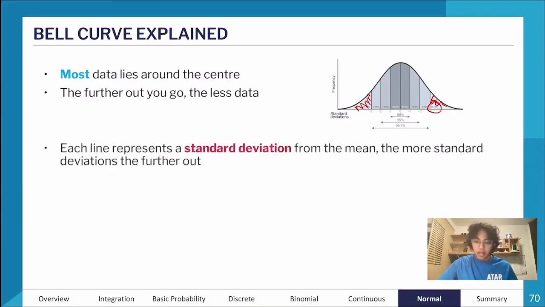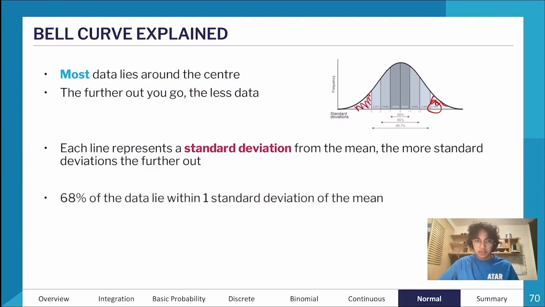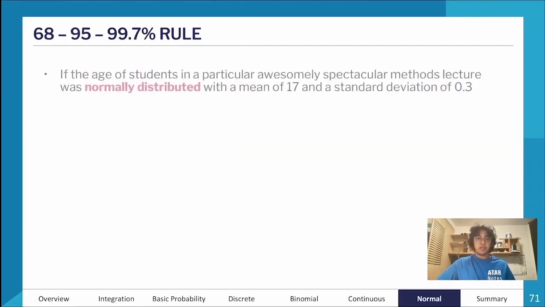Each line in this plot represents a standard deviation from the mean. At the mean, it says 0 standard deviations from the mean. At 1, it's +1 from the mean. At 2, it's +2 from the mean. So hopefully that makes sense. It's known as the 68, 95, 99.7% rule, and yeah, you do need to know this.